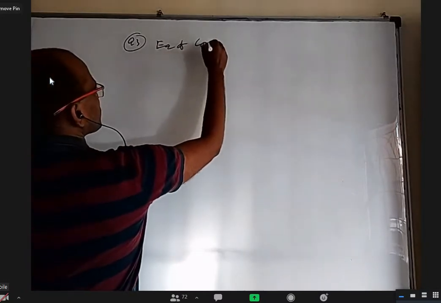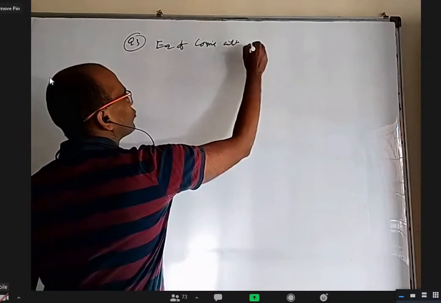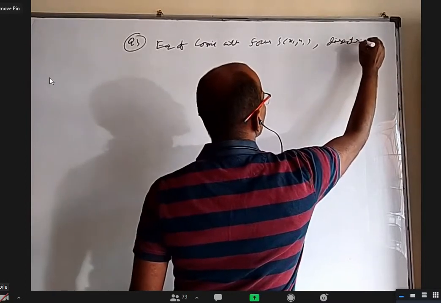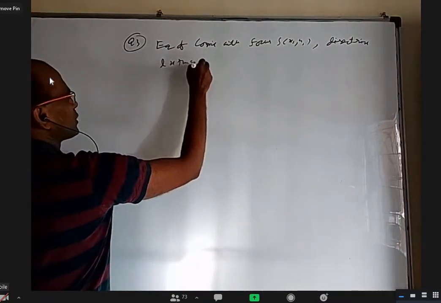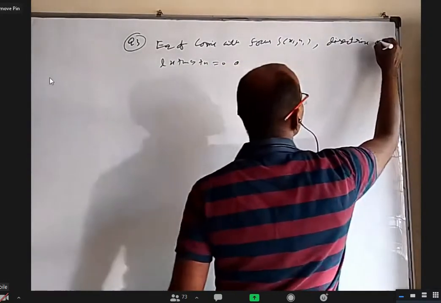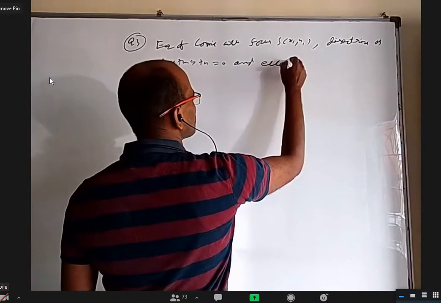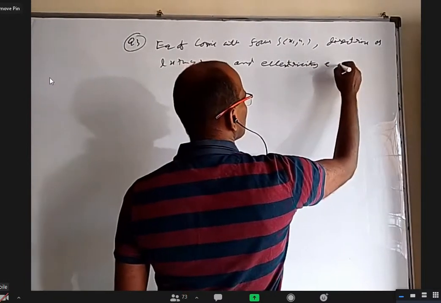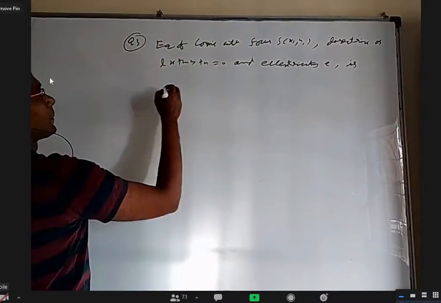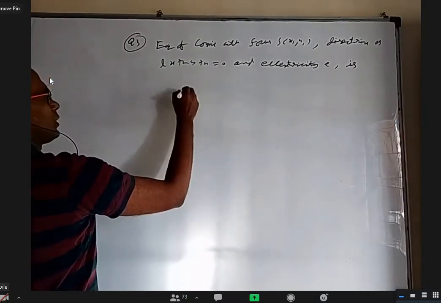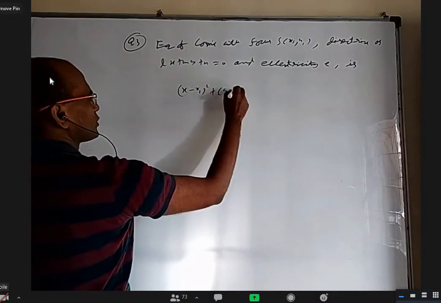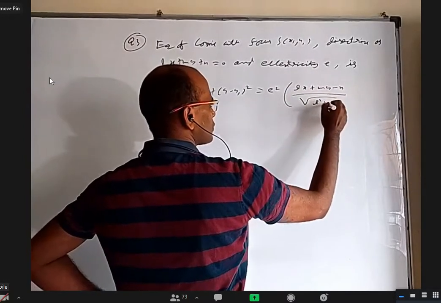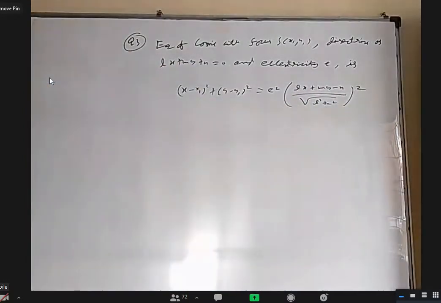Equation of conic with focus S (x1, y1), directrix Lx plus my plus n equal to 0, and eccentricity e is: directly write the answer. x minus x1 whole square plus y minus y1 whole square equal to e square into (Lx plus my plus n by root L square plus m square) whole square. So this is a general formula for any conic section.